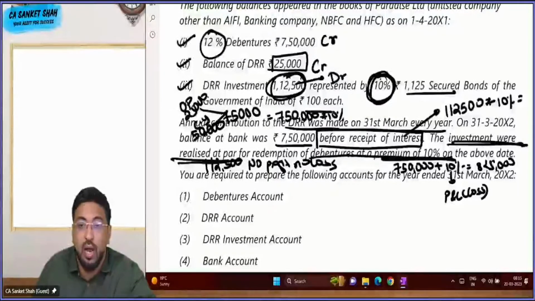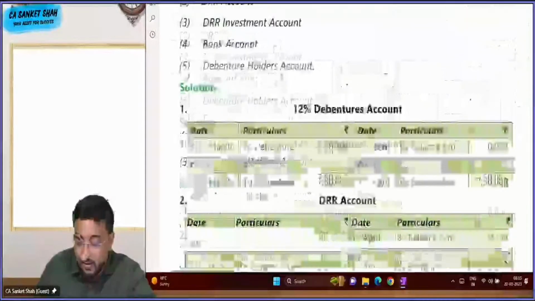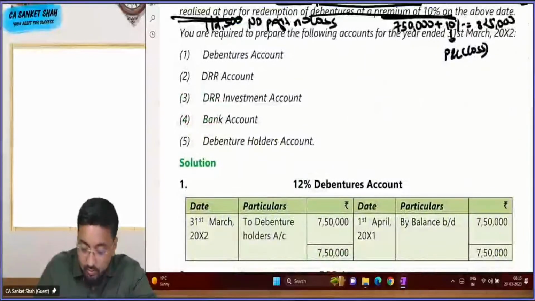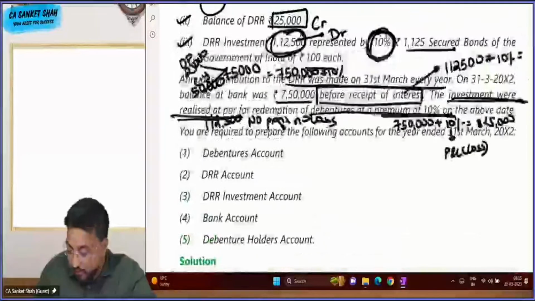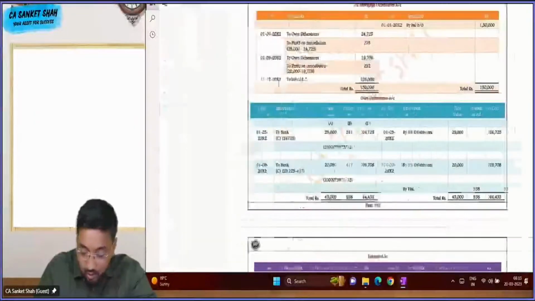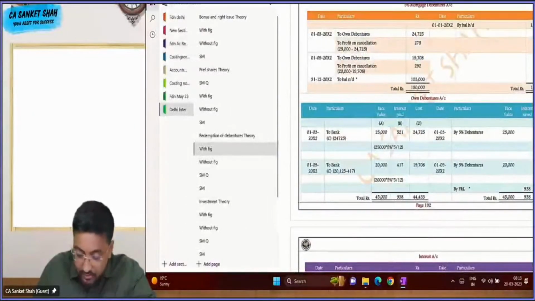Okay, so I'm not going to open all these accounts. I will just tell you how to solve it. So 12% debentures, you can write it like, yes beta, by balance brought down. See the answer. Otherwise I will show you the answer in my way, where to write the answer and how to present. So we opened all these accounts.